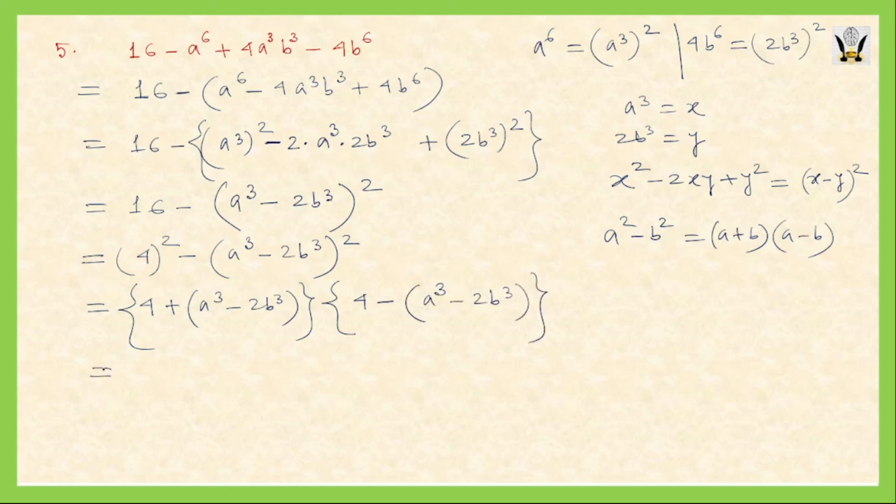So we have to simplify a little more, and after simplification we will have 4 plus a cube minus 2b cube in the first factor, and in the second factor it will be 4 minus a cube plus 2b cube. In both the factors all the terms are unlike terms, so we cannot simplify further. So this is our most simplified factorized form of this algebraic expression.